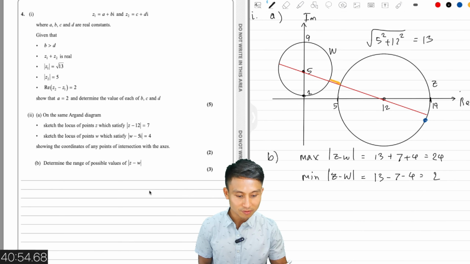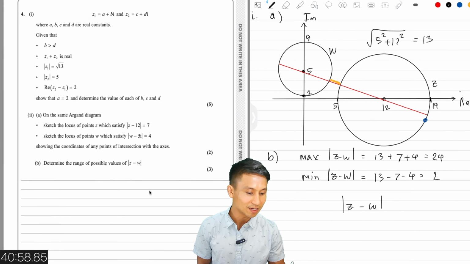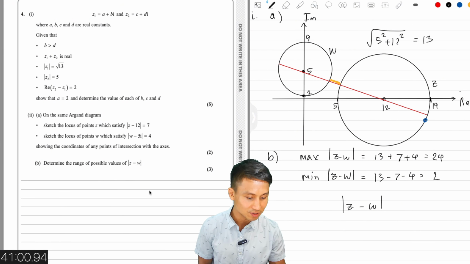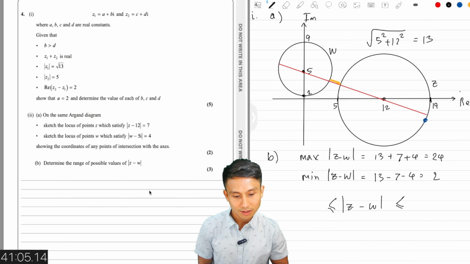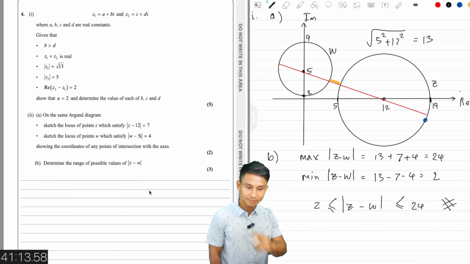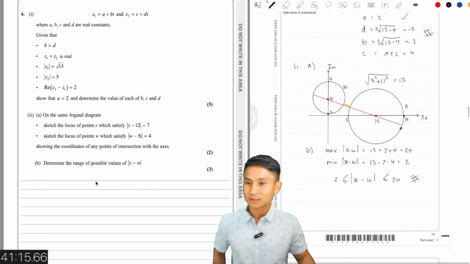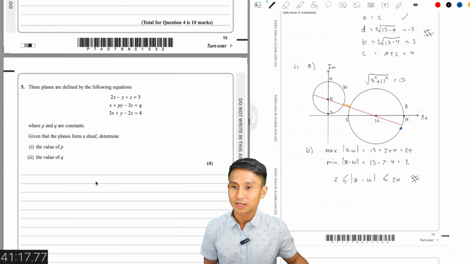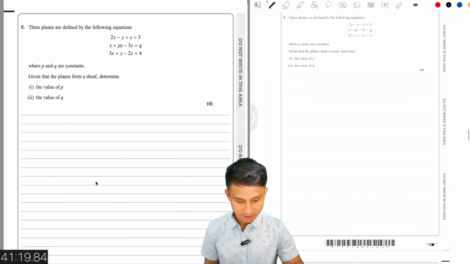So the range of possible values would just be, logically, not algebraically, just use logic with the visualization here, in the range of, they can be equal. So it's just 24 and 2, right? I think that's it. Yep. Just find the maximum and minimum, and then that's it. They didn't ask for set notation, so.